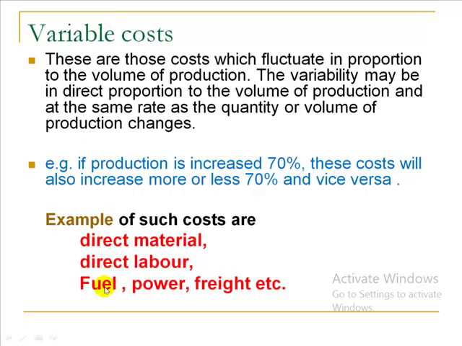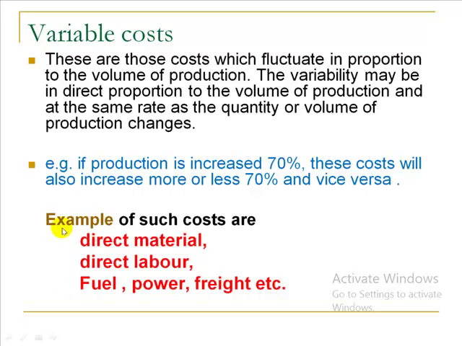Fuel, definitely, if production increases, we may need more petroleum, diesel, or coal, right? The same is the case for electricity. So these are a few examples of variable cost. Variable costs are those costs which vary, which change with the volume of production and sale. So what are the examples in a manufacturing organization? That is direct material, direct labor, and fuel.